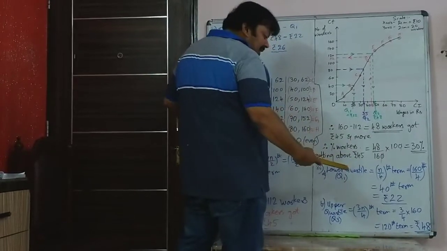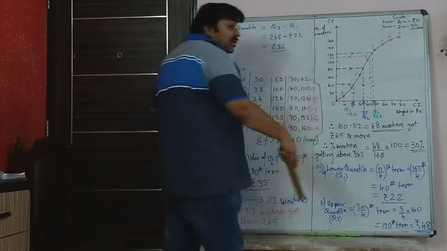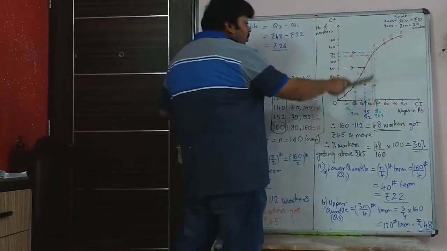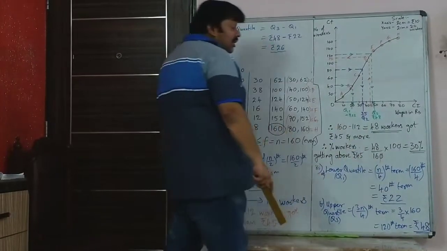So the upper quartile is not 120. It is the 120th term's value. So it comes to rupees 48.